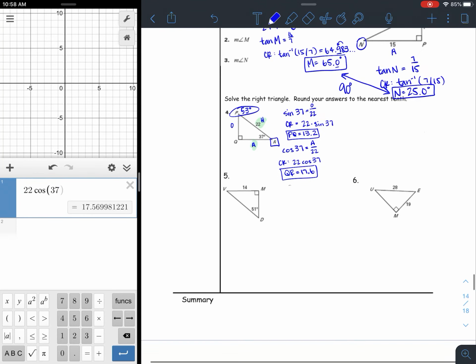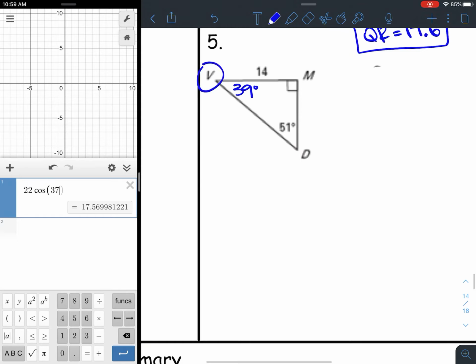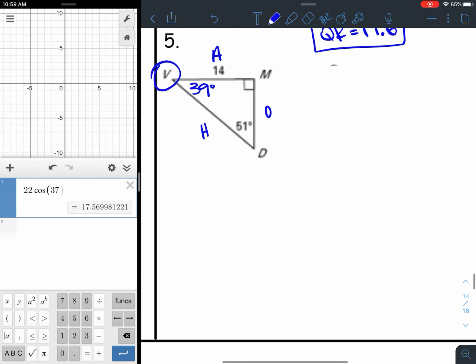And just a couple more and then we're done. So number 5, we're going to go ahead and subtract. So I have 39 here as my angle measure. Again, it does not matter which one you use to solve for your angles, to solve for your sides, just as long as you set up your proportions correctly. So in this case, I'm going to go ahead and use the 39. I have my adjacent, my hypotenuse, and my opposite. I'm going to go ahead and find the hypotenuse first.